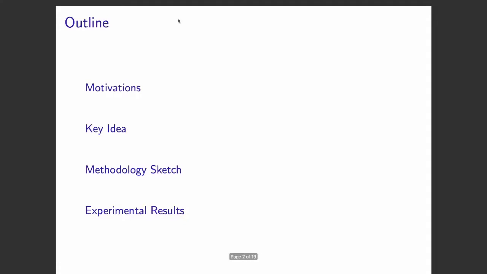So let me give an outline of this presentation. I'm going to introduce the structural SVM problem, then the intrinsic challenge there, and give some key ideas about how to solve that problem. Then we derive our algorithm and give some deeper explanation, and then we show some experimental results. First, the introduction to structural SVM.